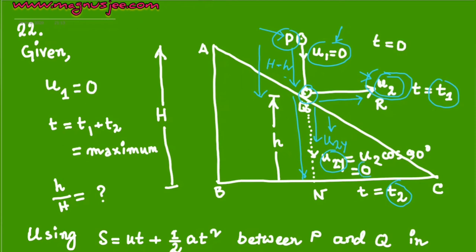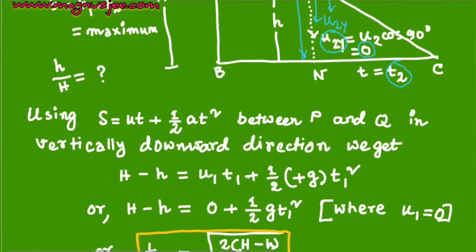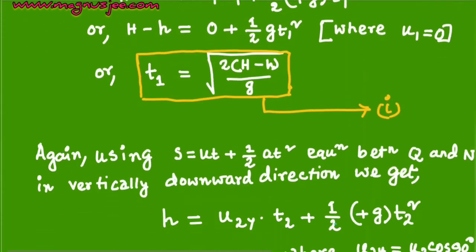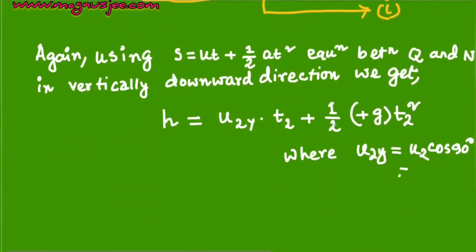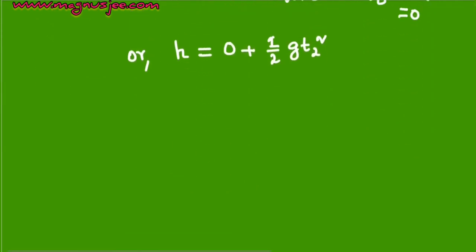And this displacement from the point Q to N is small h, not capital H minus small h. So small h is equal to 0 plus half g t2 squared. Therefore, t2 equals root over 2h by g.